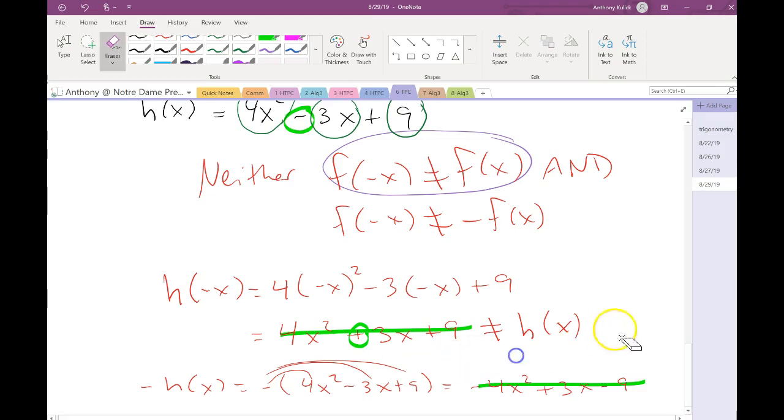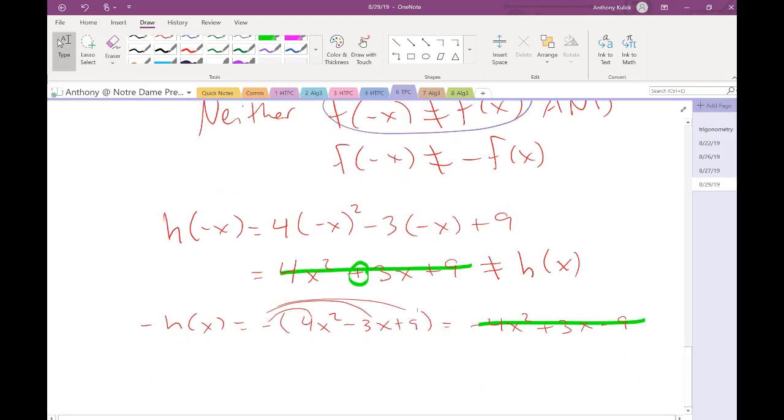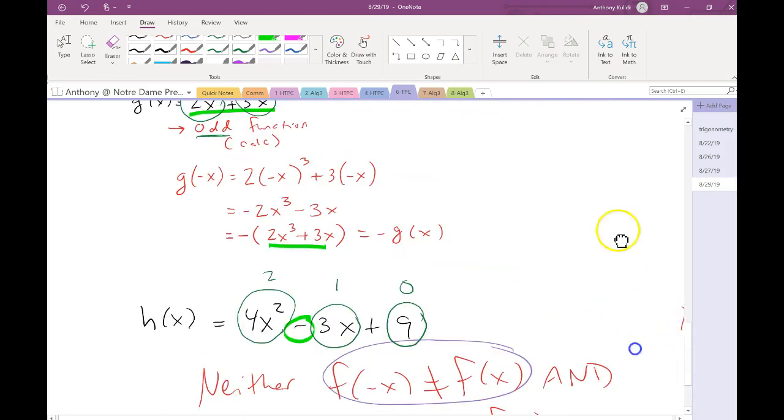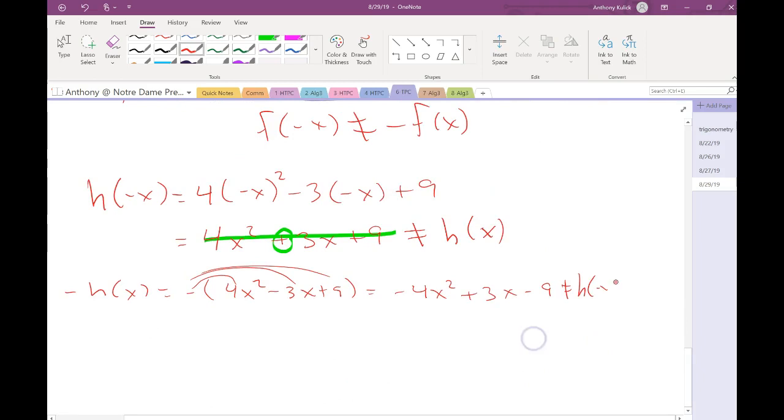Or I guess I could write here that this is not equal to h of negative x. Oh boy. That wasn't supposed to do that.